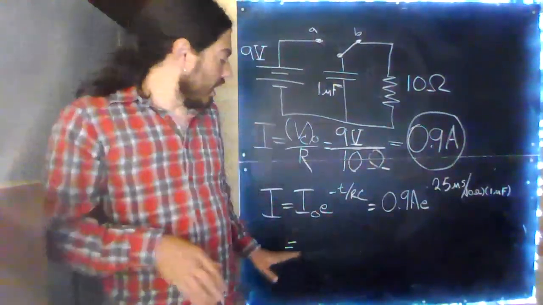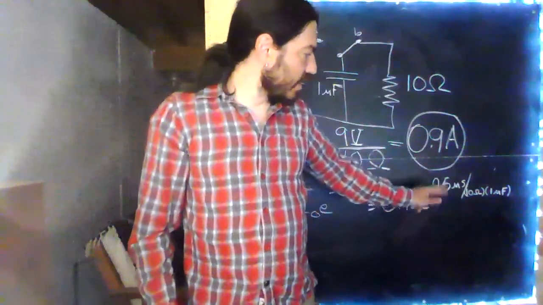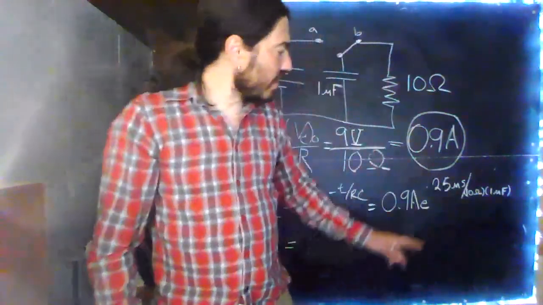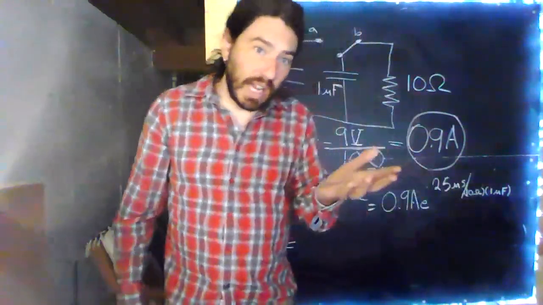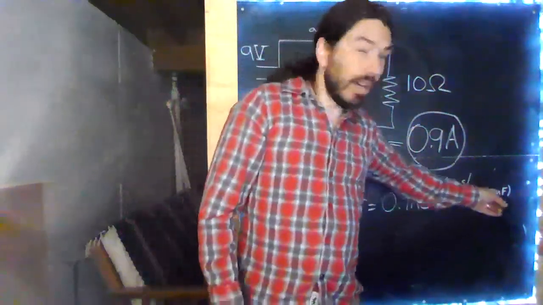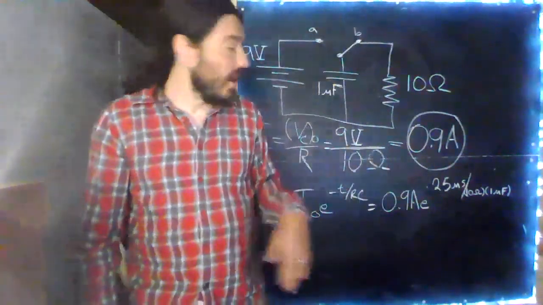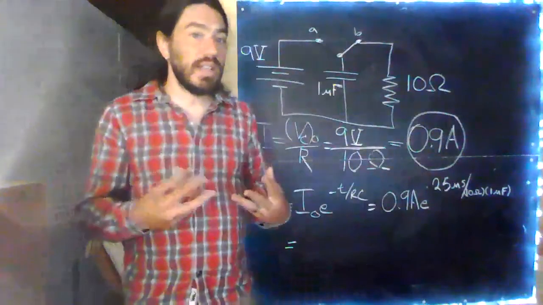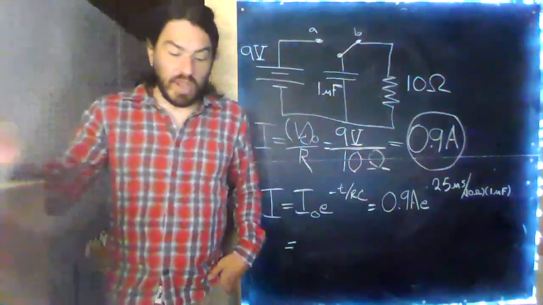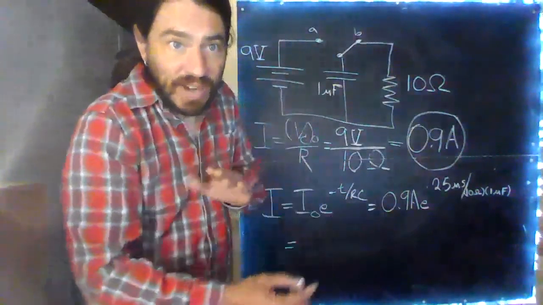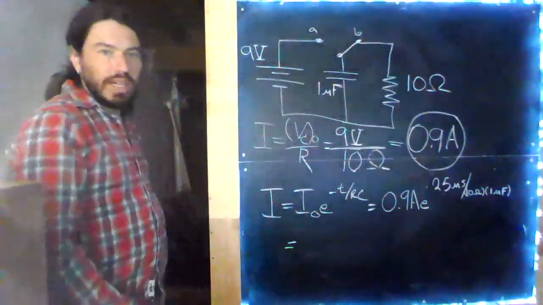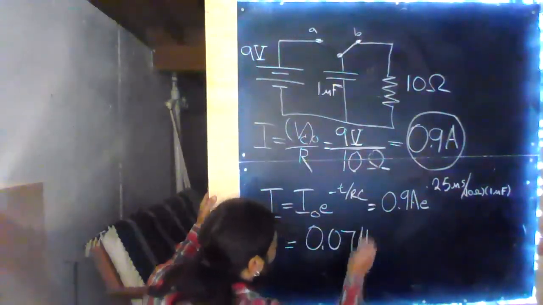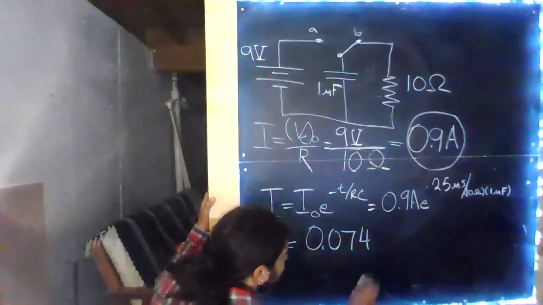So we really can just plug in here. We've got 0.9 amps, e to the 25 microseconds, divided by 10 ohms times 1 microfarad. Notice here that if an ohm times a farad is a second, then an ohm times a microfarad must be a microsecond. And so as long as we've got microseconds over microseconds, everything's good. We just can't have any units in that exponent. And so as long as we've got like units on both sides of that fraction, we're all good. And so we can just run our calculator at this point, and we get our number, which is 0.074 amps.